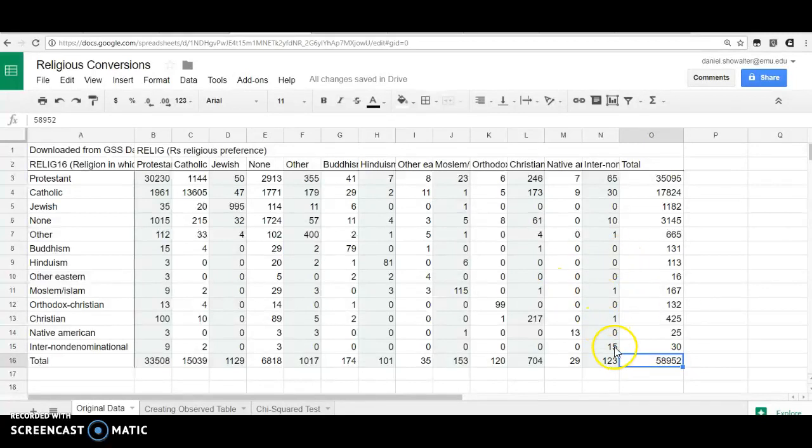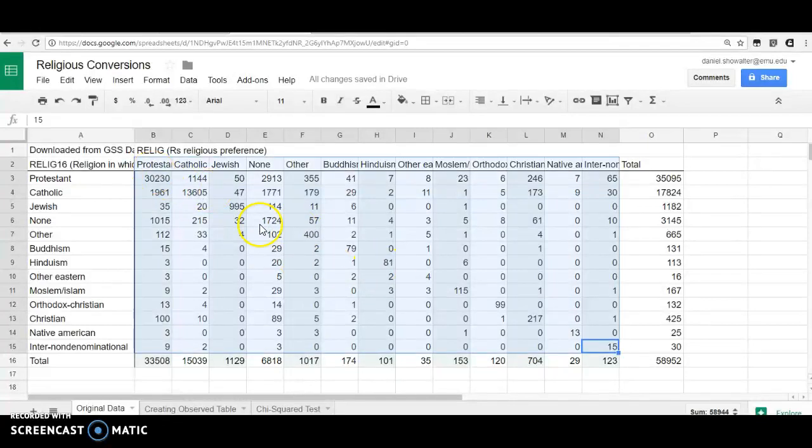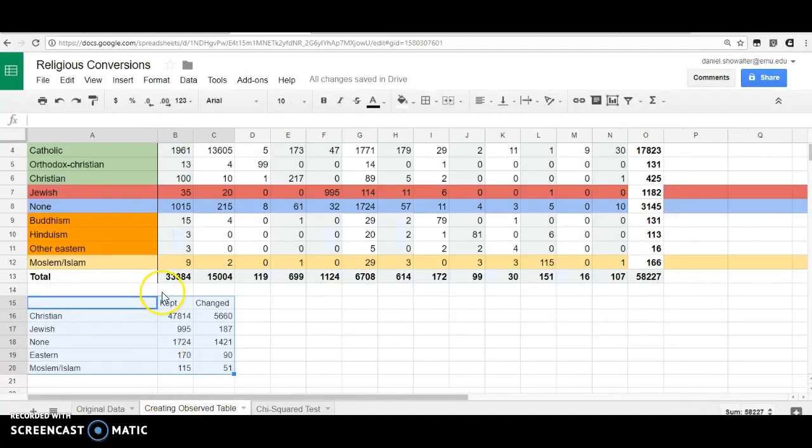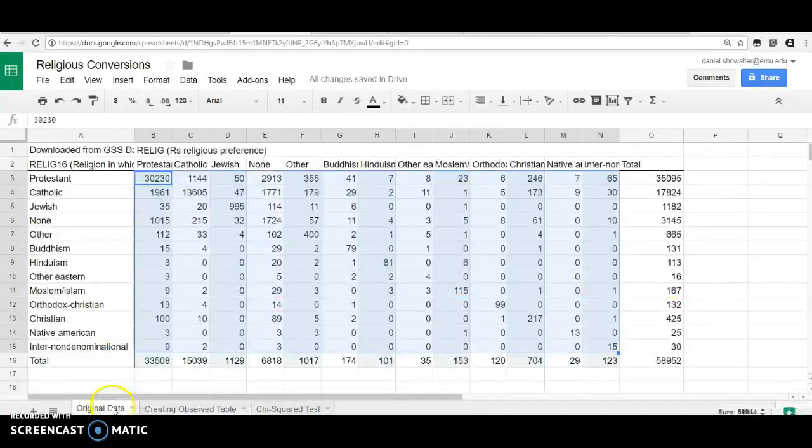So each one of these people right here, each one of these numbers represents a single person, and you can kind of see their religious upbringing and what they were when they answered the survey. To simplify for this assignment, we're going to make a few changes. So I deleted a couple. I deleted inter non-denominational, which is different than non-denominational Christian. Those people would either be under probably Protestant or Christian, maybe Catholic.